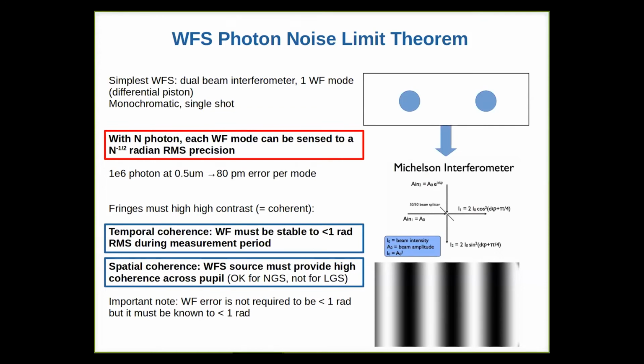An important note that will come back later is that you don't need the wavefront error to be less than a radian. You just need to know it to less than a radian, either from the data itself or from auxiliary data. In this example, the fringes can be anywhere. If you don't know anything, you will have a one-wave ambiguity. But if you know your wavefront within a radian, that ambiguity disappears, and this will come back. Everything I'm going to say is derived from this.